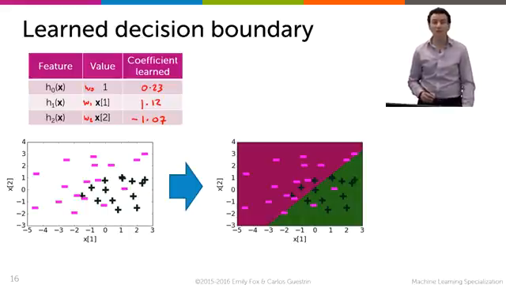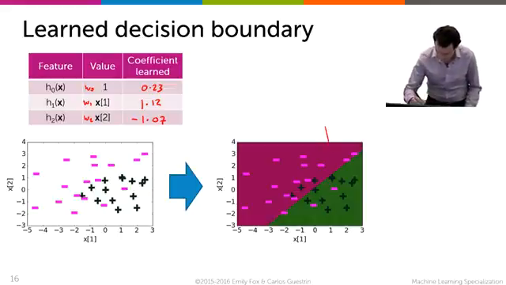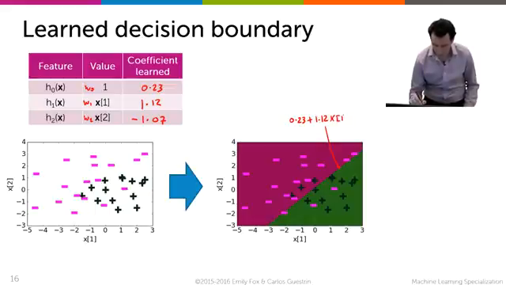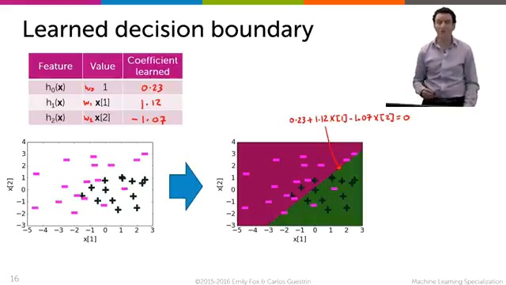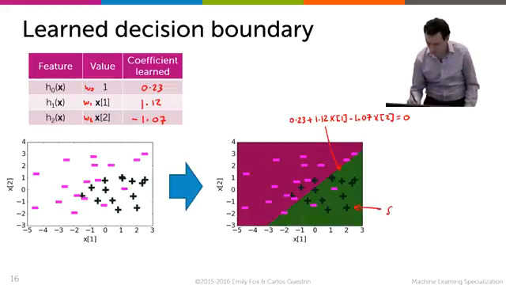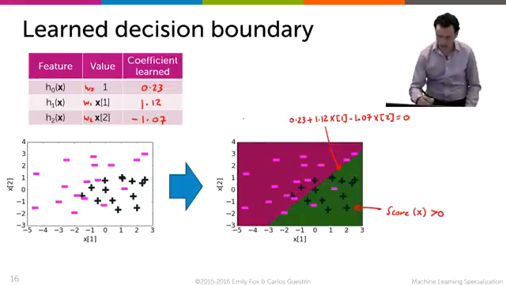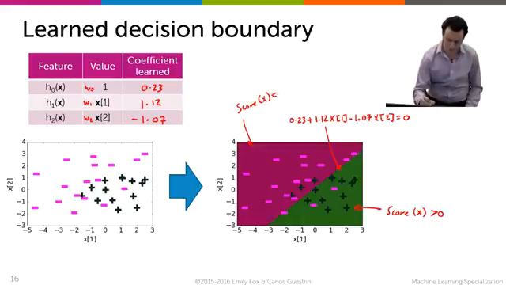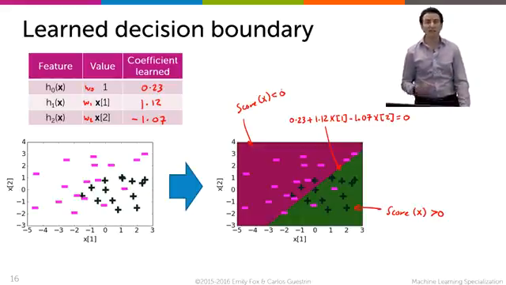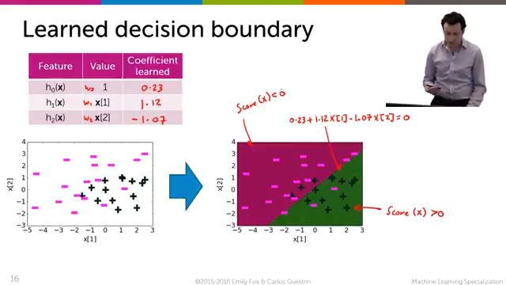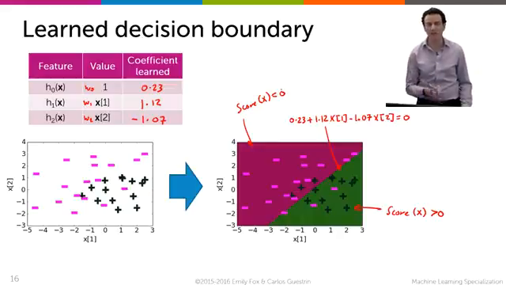On the right here, I'm showing the resulting decision boundary from this classifier. This line here corresponds to the point where 0.23 plus 1.12 x1 minus 1.07 x2 is equal to 0. This is the transition from the points down here where the score of x is greater than 0 and the points over here where the score of x is less than 0. The points above that line I'm predicting as negative, and the points below the line I'm predicting to be positive.